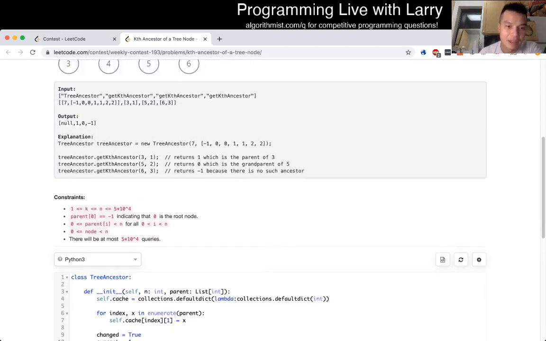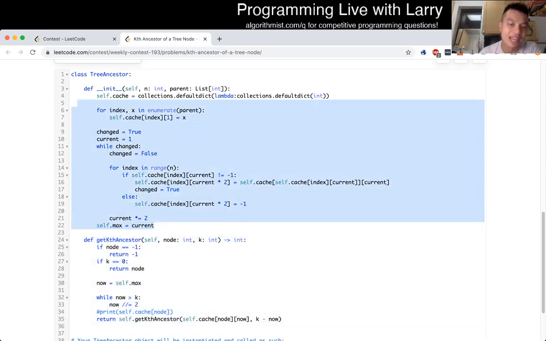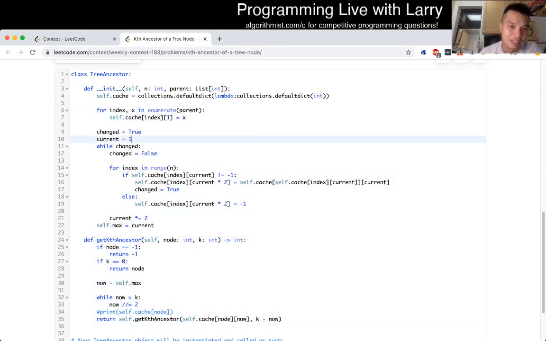for the queries. And in space, well, we didn't have to do this recursively, and if you didn't do it recursively, then this is all of one space, but I did it recursively, so you have to count the stack space, which is log k, and here, just for the cache, it is n log n, because you have n of these for the first index, and you have log n of the second index.